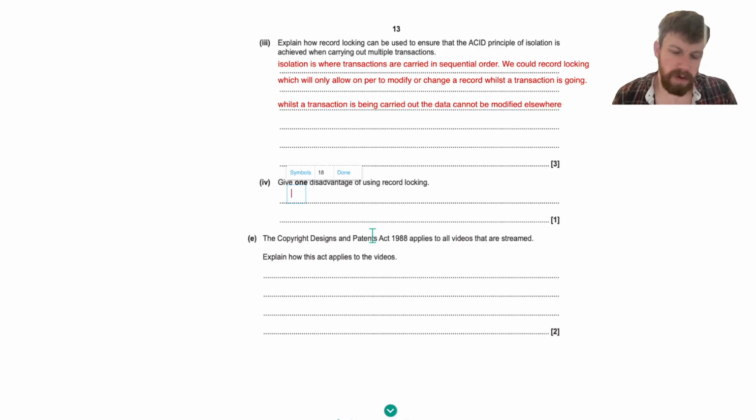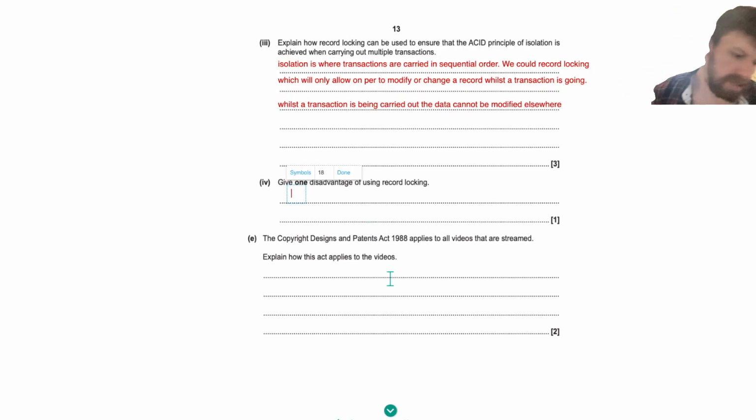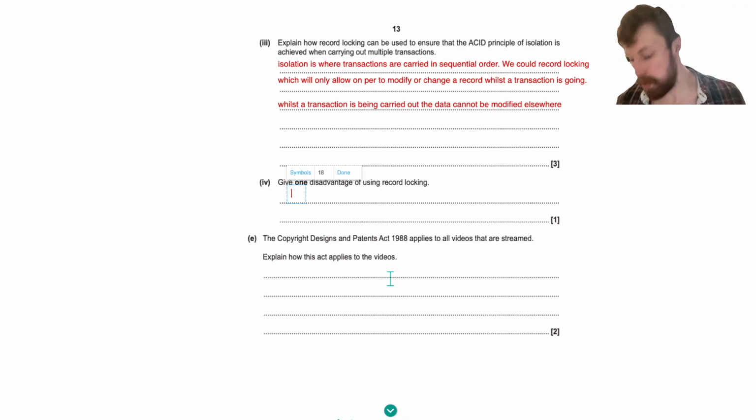The main disadvantage of this is that it can cause delays. This is to do with when people are waiting to get tickets to festivals or something like that, and they're waiting for the records. It can cause delays, so it can cause this thing called deadlock.